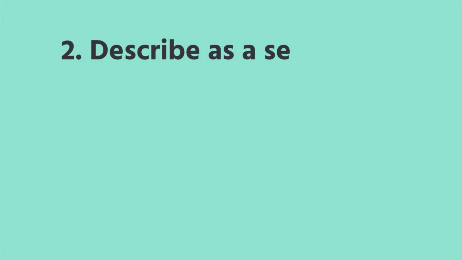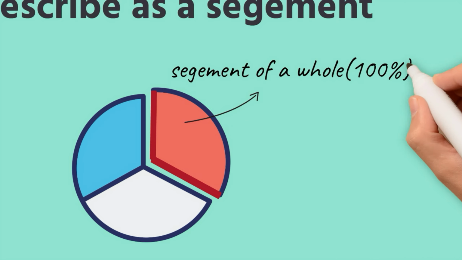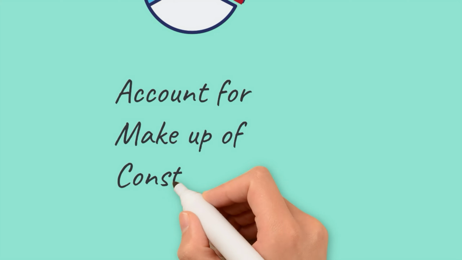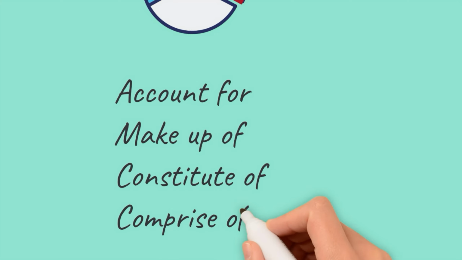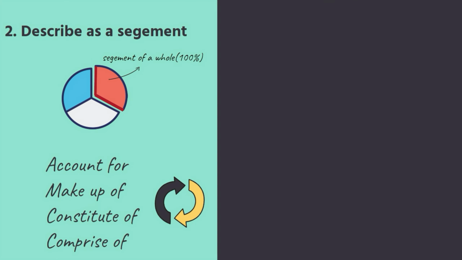Second, as a segment in pie charts. Percentages in a pie chart often represent a segment of the whole. For describing the segment, we can use phrases like account for, make up, constitute, comprise. All these phrases are synonymous with each other. We can swap them directly.